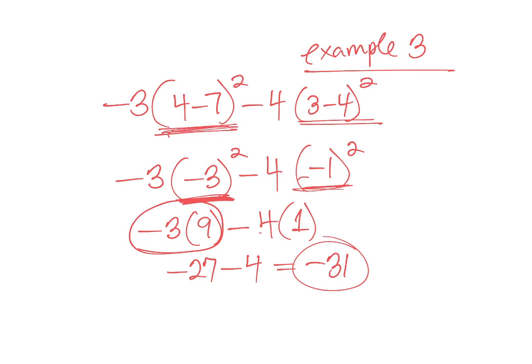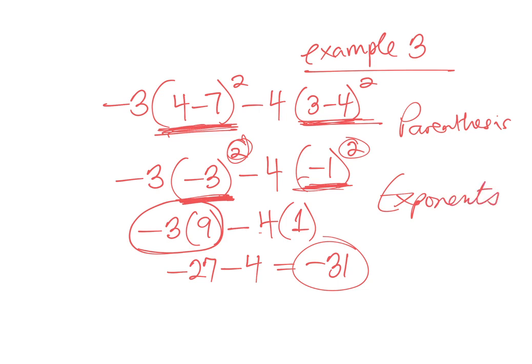So first of all, we took care of what was in the parentheses. We got negative 3. We square that value. 3 minus 4, we get negative 1. Now we apply the exponents. So first we did the parentheses, then we did the exponents, and then you're left with a multiplication, and then we go from left to right. In simplifying, you just have negative 27 minus 4. So that's how we deal with that particular type of problem.